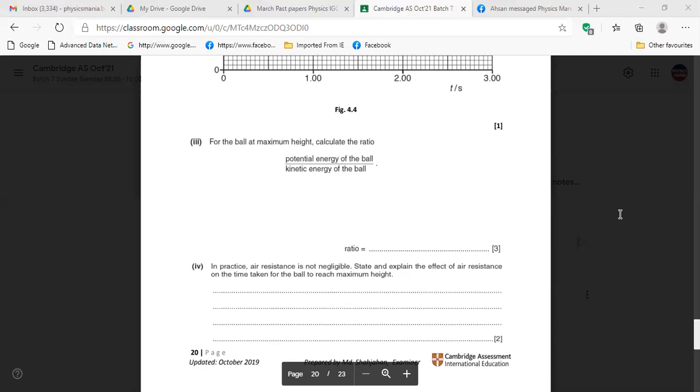Because at maximum height we don't have a vertical component of velocity, right? We have only the horizontal component of velocity. So at that time, the time is 3, and this horizontal component is constant for the entire journey, right?